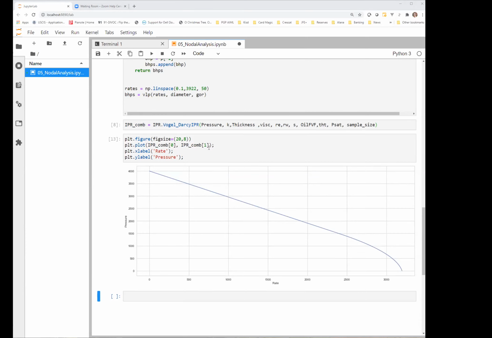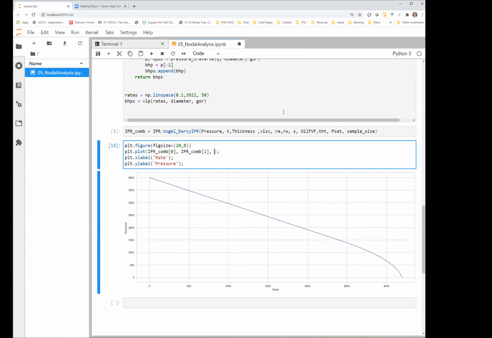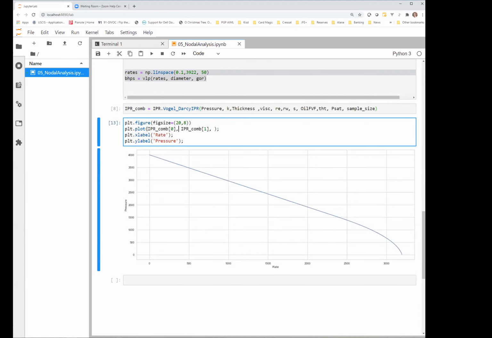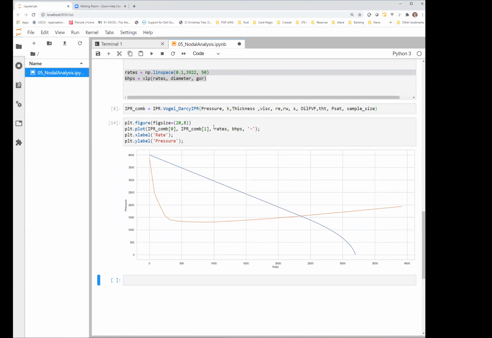Now let's incorporate into this plot the solution of the VLP, which is these two guys. So I'm going to add the other solutions. So we have rates, and we have BHPs. And then I'm going to say that the marker is going to be a dash. There you go. We need to. There we go.